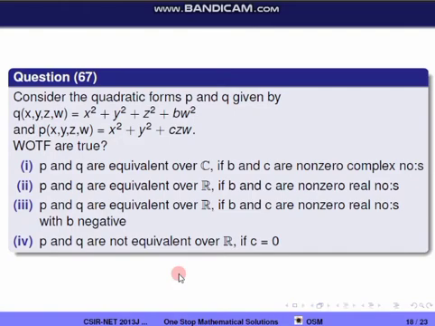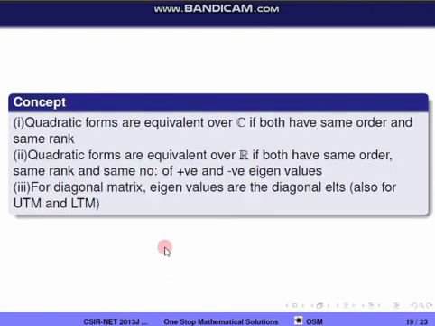So first of all, we'll look into the concepts used in the question. So we know quadratic forms are equivalent over C if both have same order and same rank. Quadratic forms are equivalent over R if both have same order, same rank, plus it should have same number of positive as well as negative eigenvalues. For diagonal matrix, upper triangular matrix, lower triangular matrix, eigenvalues are the diagonal elements. So now we'll move on to the question now.